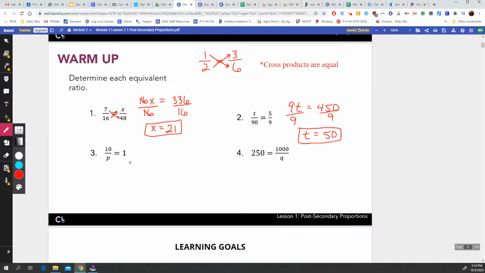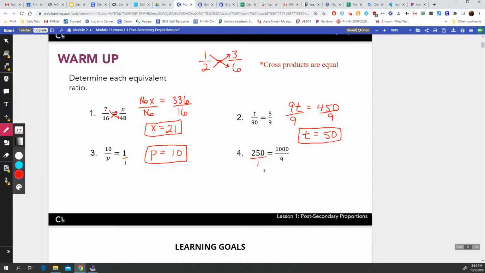Let's check number 3. So since we have a whole number here, we could change it to a fraction, and now it just looks like a proportion. And I can do my cross products. P times 1 is just P, and then 10 times 1 is 10, so we don't have to solve anything here. P just equals 10. P's already by itself. It's isolated, didn't have to do anything.